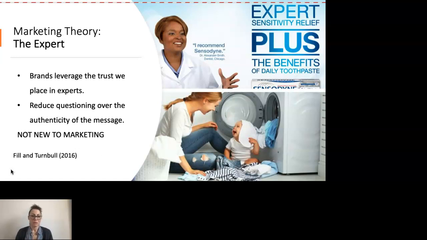So this is not new to marketing. Leveraging the expert has been a tactic that marketers have used for many years to help reduce questioning over the authenticity of the message. So brands leverage trust, and they leverage the trust that we place in experts.